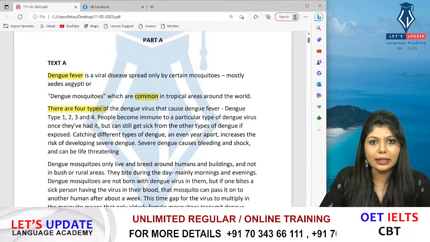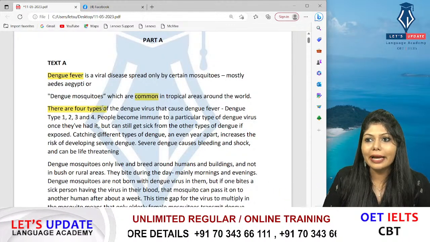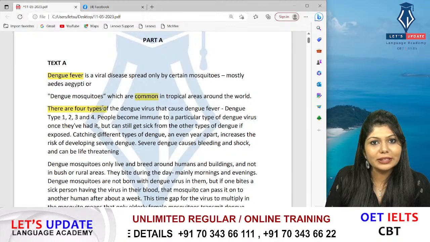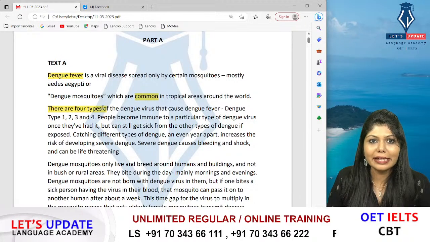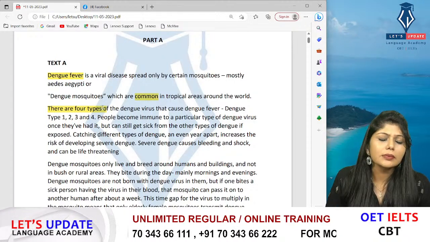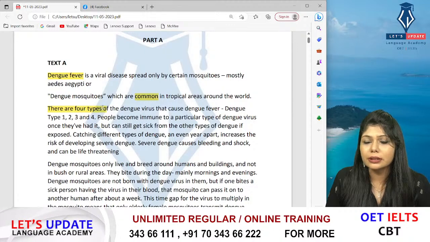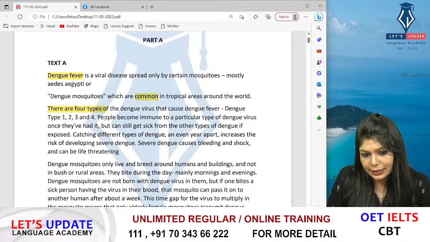This is how you actually highlight or underline information. You don't underline or highlight the entire text, because then again it will all look the same to you. You will not understand much if you underline each and every line. Whatever you feel is important, just highlight the keywords so that you will understand where each piece of information is. So yes, again, four types.